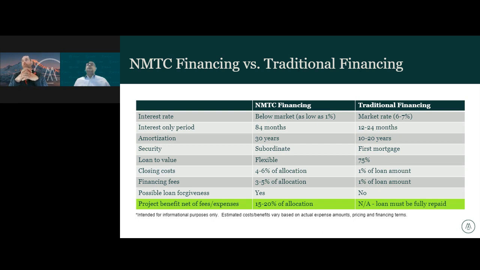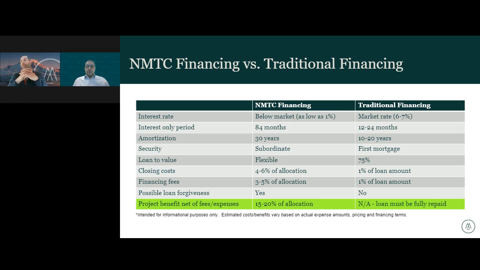The interest only period is 7 years or 84 months, as opposed to traditional financing, which usually has a much shorter interest only period. Amortization can be longer than normal. Subordination of the debt instrument is quite common. So if you have underlying financing from a bank, it's not uncommon for the new market tax credit financing to be subordinate to that, and a very flexible loan to value ratio.